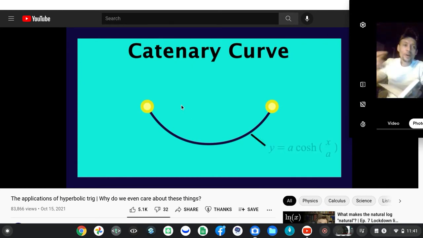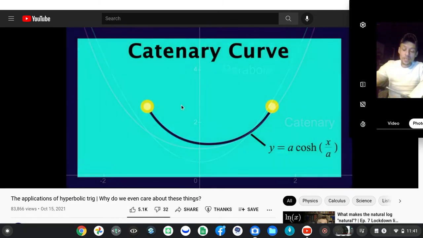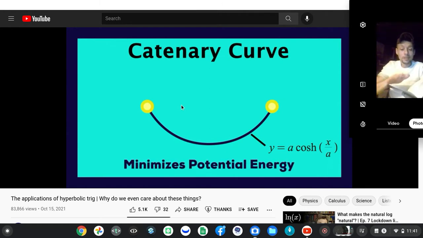It's not a parabola, but rather a hyperbolic cosine. They're close, but not the same. Using the calculus of variations, we find that this is actually the curve which minimizes potential energy across the cable. You could say this is the curve that, quote, hangs the lowest.